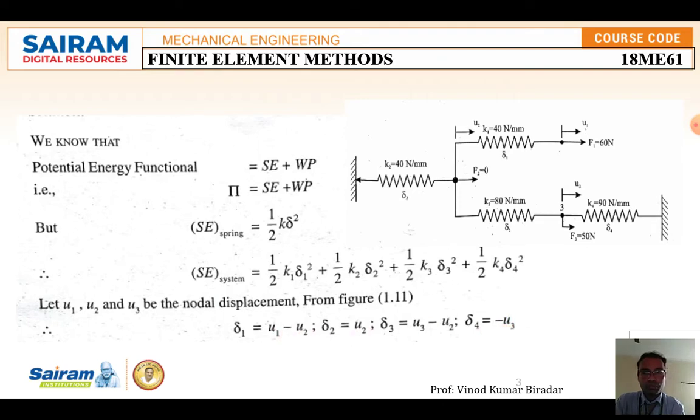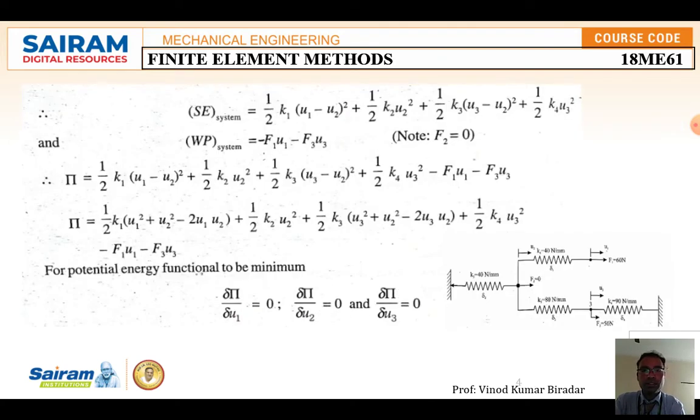If you substitute, you are going to get this equation. Again you re-simplify this. This is an (a minus b) whole square formula, and this is also an (a minus b) whole square formula. Okay, the work potential on the system we have is minus F1 U1 minus F3 U3. Here F2 is not there because F2 is equal to 0. So again you re-simplify this strain energy.